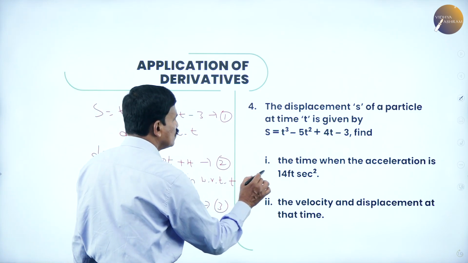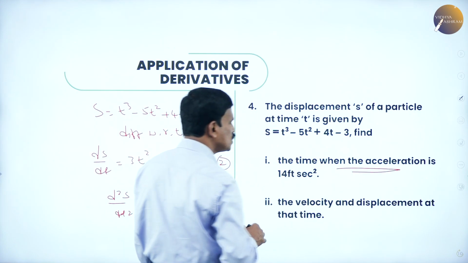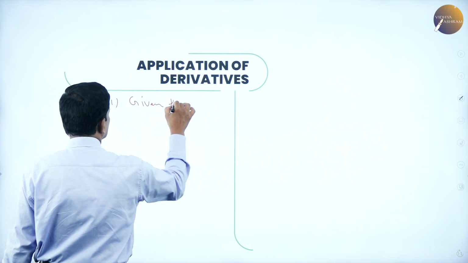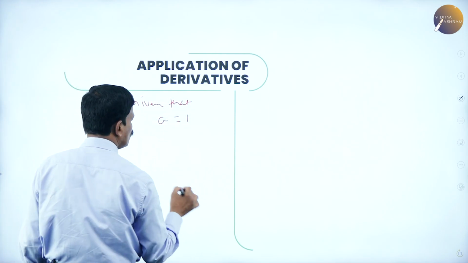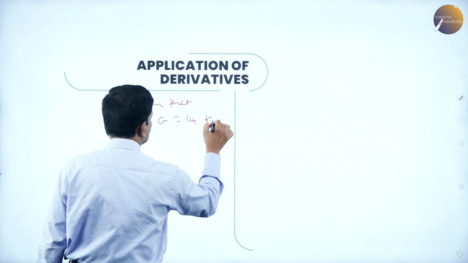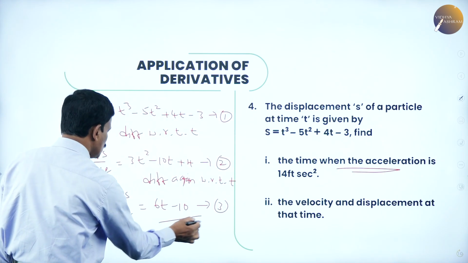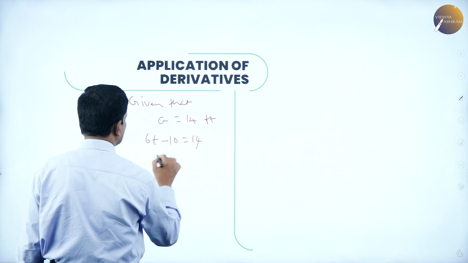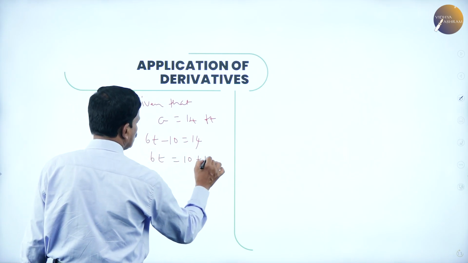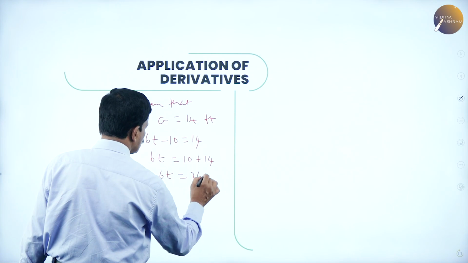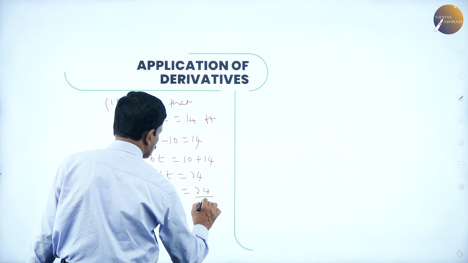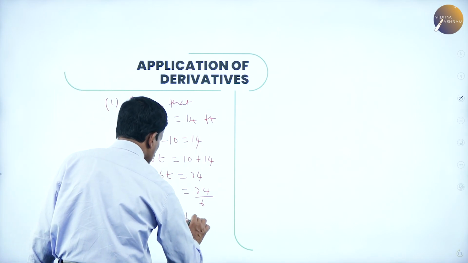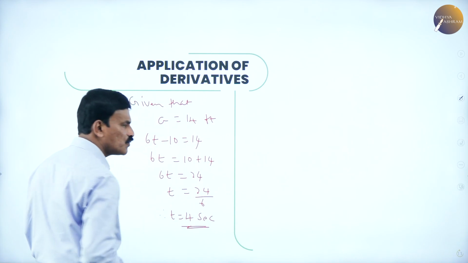Now, what is given? The time when the acceleration is 12 feet. Given first condition, given that acceleration is equal to, what is the acceleration? 14 feet. Now, equate it. From equation number 3, you will get the acceleration 6t minus 10 is equal to 14. 6t is equal to 10 plus 14, 6t is equal to 24, therefore t is equal to 24 by 6, that is nothing but 4, t is equal to 4 seconds, the time taken is 4 seconds, okay.